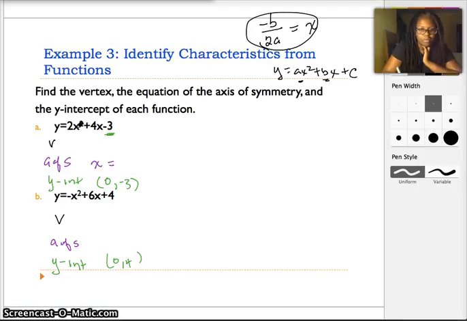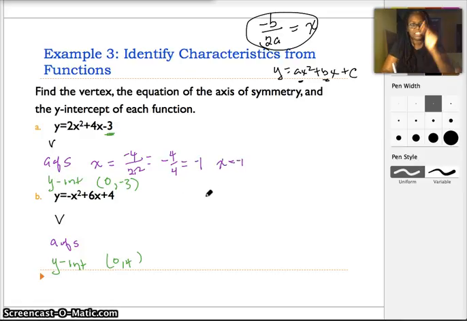So negative b, where's that? Here's b, 4, so negative b is negative 4. So negative 4 over 2 times a, over 2 times 2, right? And then I get negative 4 over 4, which is negative 1. So the take-home point is x equals negative 1 is the equation of the axis of symmetry for this one.